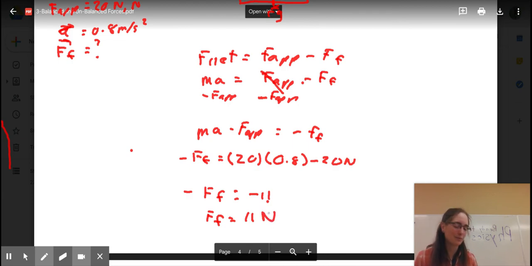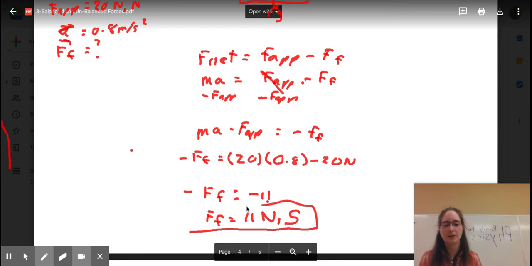I come back to my question and look at my sig digs. I've got 3 sig digs in the question, ladies and gentlemen. Do I have 3 sig digs in my answer? No, I've got 2. 0.8 meters per second squared is 2 sig digs. So 11 newtons is fine. And now I need to think of my direction. The vehicle was originally traveling north. Friction always opposes motion, so friction is going to have a direction of south. You're going to box your final answer.